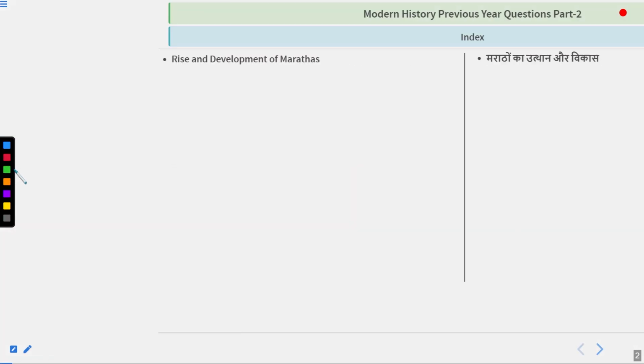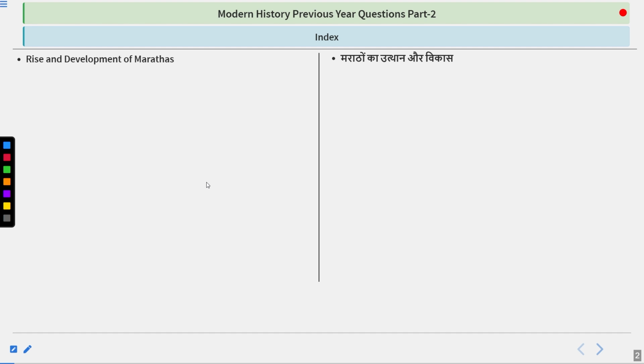So these are the topics I have covered for you. We are going to discuss the rise and development of Marathas and the independent states.